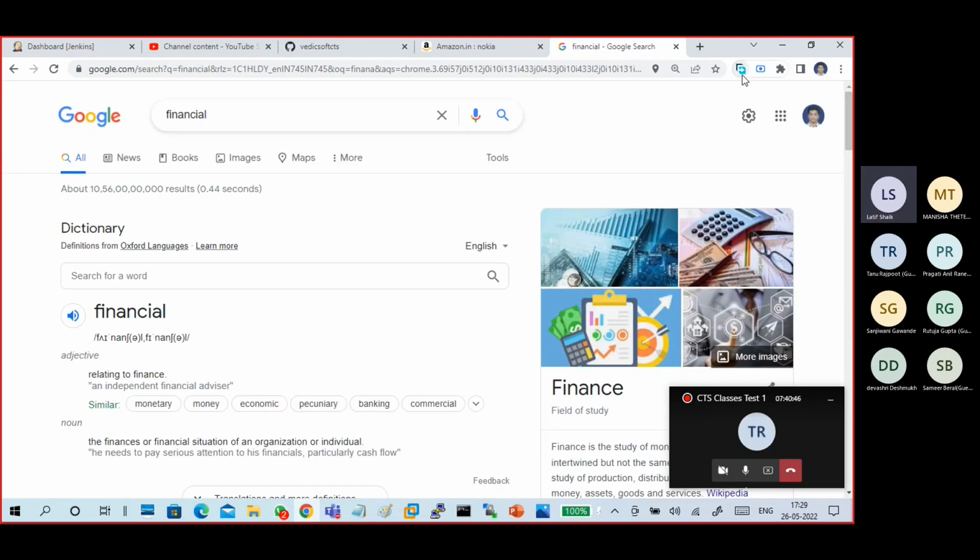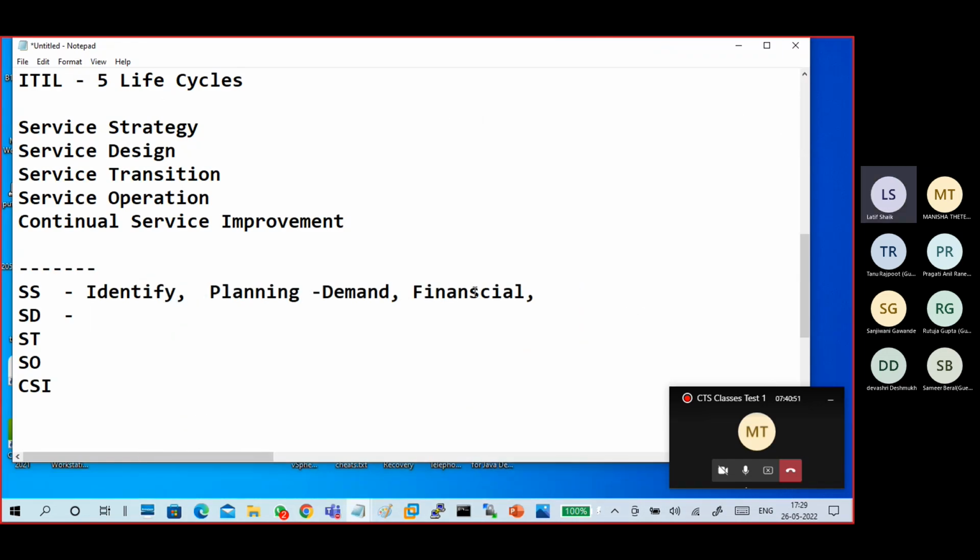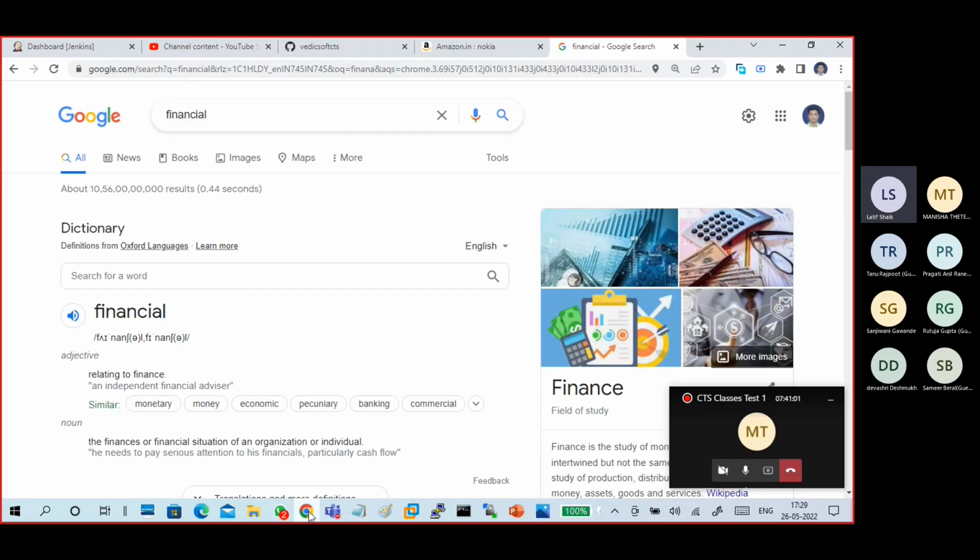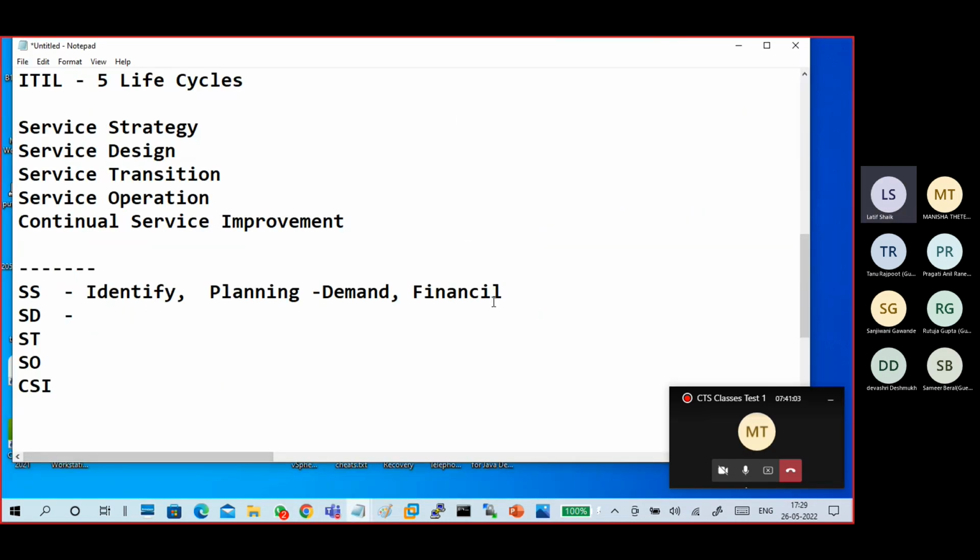Yeah, I said correct only. Financial fee nan yeah. When you have a fear, then we'll put everything inside. Yeah, very good. Another fear. Okay, financial management, demand management. So that is will comes under here.